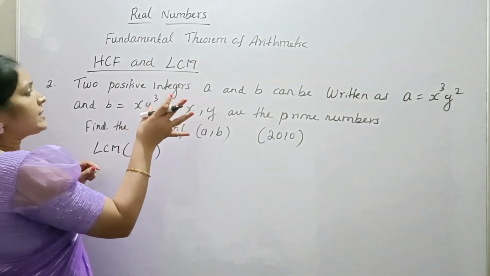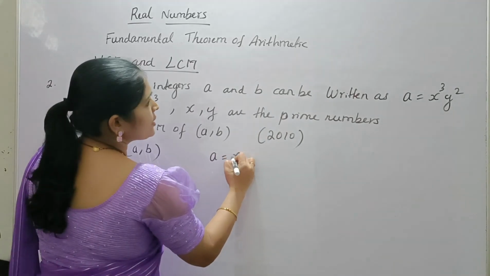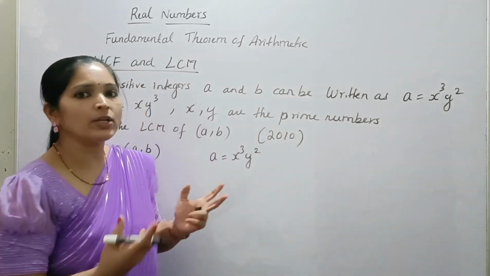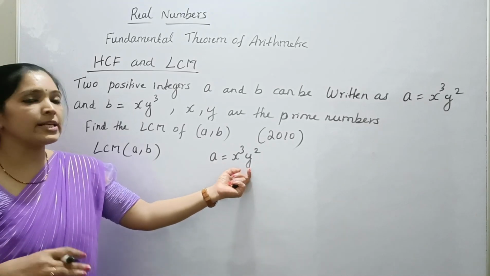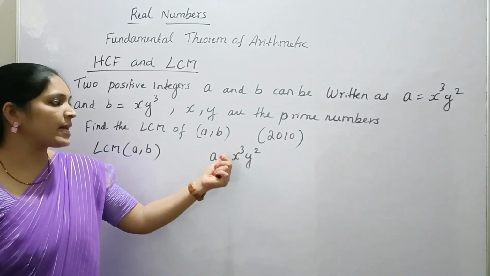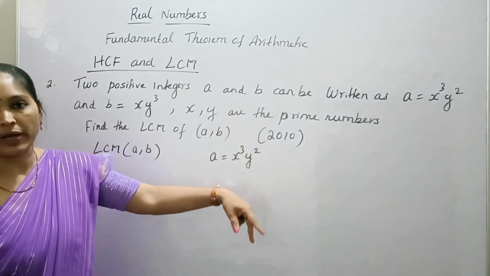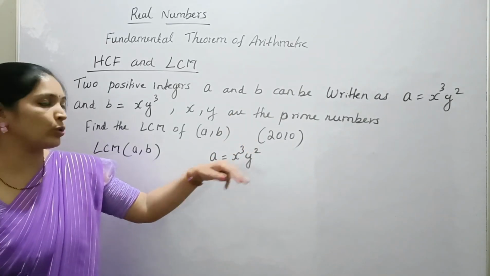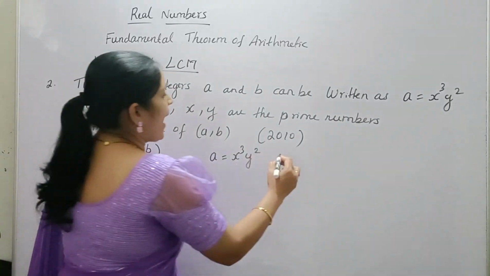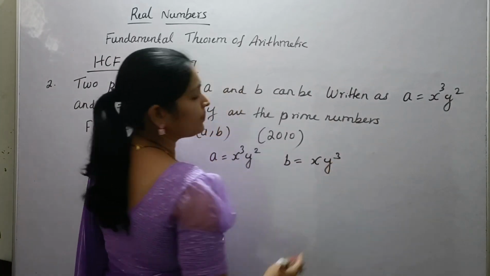Very simple. We have to find the LCM of a and b. It is given a can be written as x cube y square, where x and y are prime numbers. So a can be written as a product of prime factors: x into x into x into y into y, y 2 times. And b is equal to x into y cube.